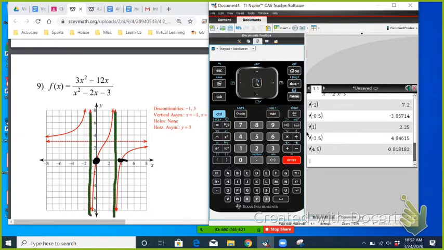3. And then since the degree of the numerator and the denominator were the same, you could divide the leading coefficients, so like 3 divided by 1, and you get that your horizontal asymptote is at y equals 3. Now, how do you know what the rest of the graph looks like? Alright, so this is when you have to plug in points.